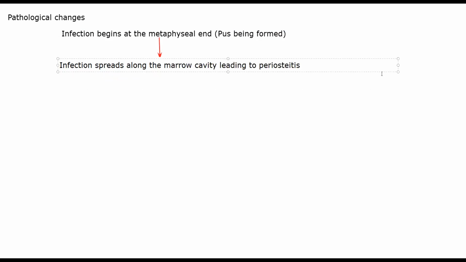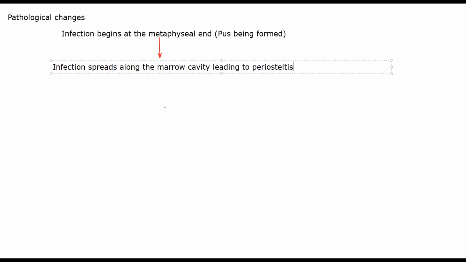So what happens here? Infection spreads along the marrow cavity, leading to periostitis. Okay? That is the second step.